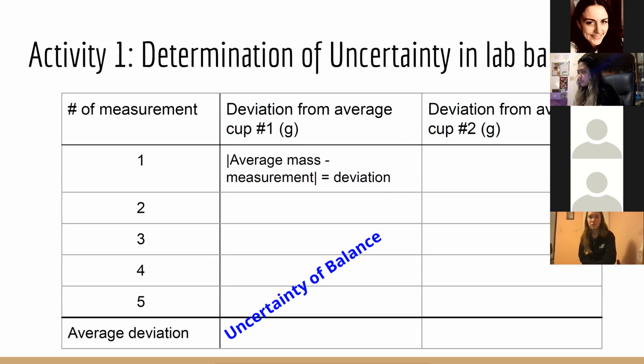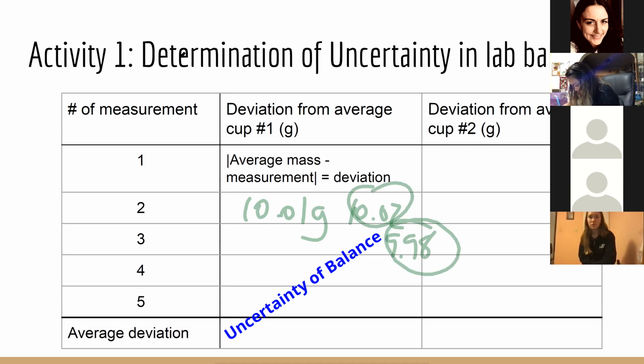So here's the average, you know how to do that. And then determine the uncertainty in the lab balance. So what's the average mass, and then minus whatever the particular measurement was. So let's say the average is 10.01. Your first measurement was 10.02. The second one was 9.98. You then just subtract each one of these from the average and give the deviation.